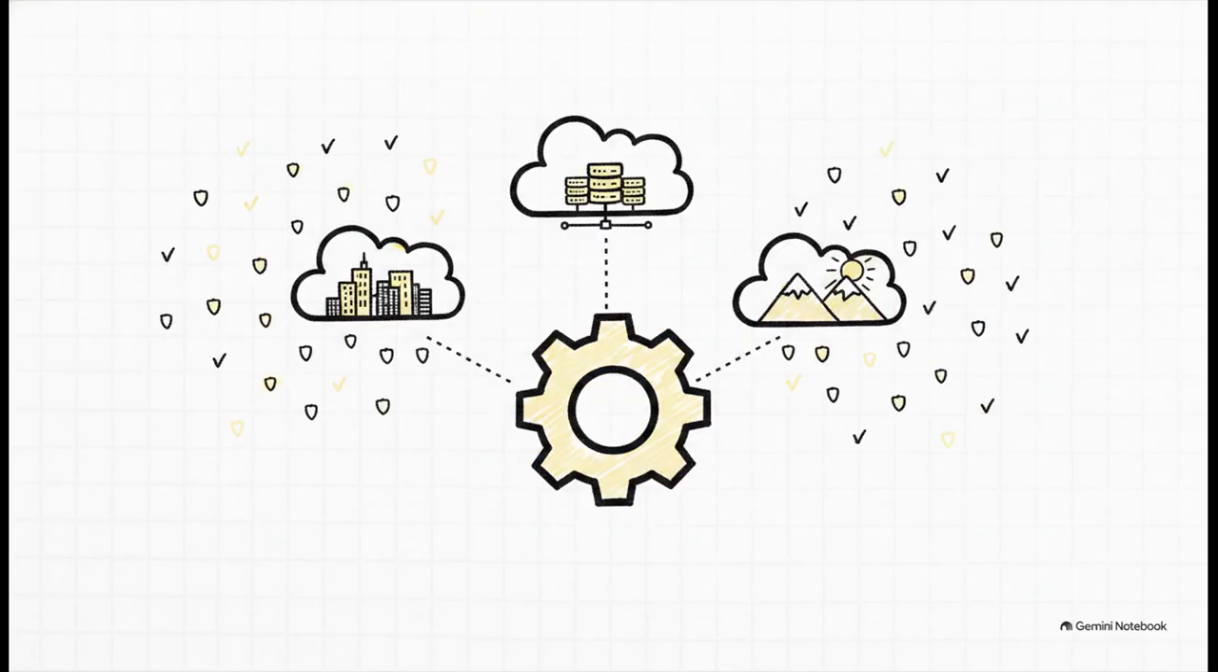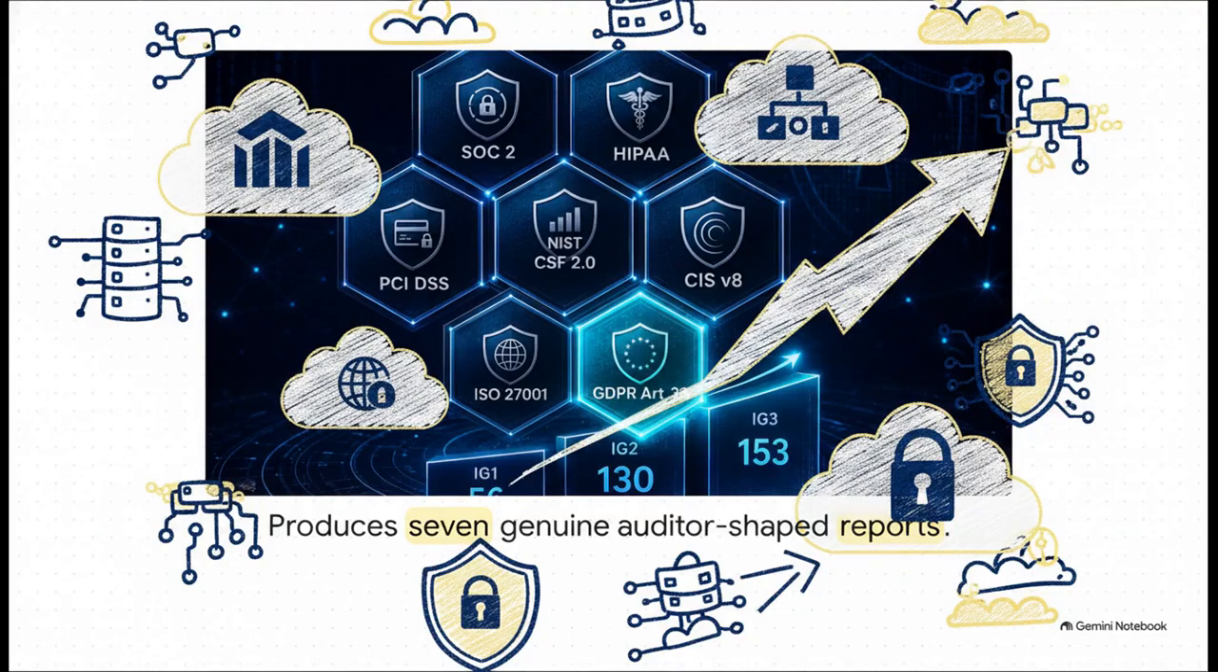NSAuditor AI Enterprise answers that question directly with just one read-only scan. It runs agentlessly on your own infrastructure using strictly read-only credentials. Across AWS, Azure, and Google Cloud, just one single command evaluates exactly 1,608 controls. And that single scan doesn't just spit out raw data. It returns 7 distinct, genuine auditor-shaped reports.